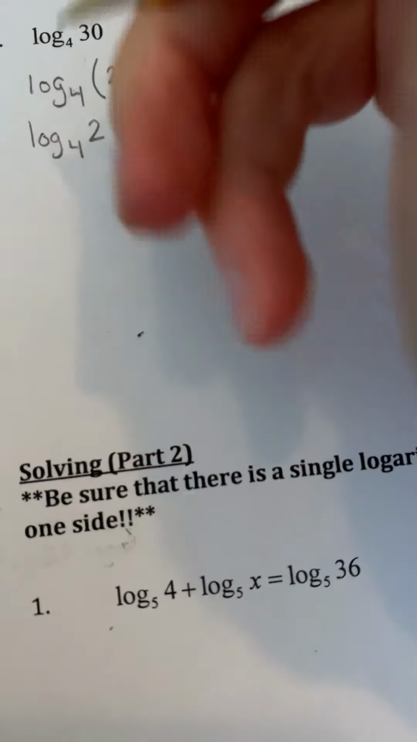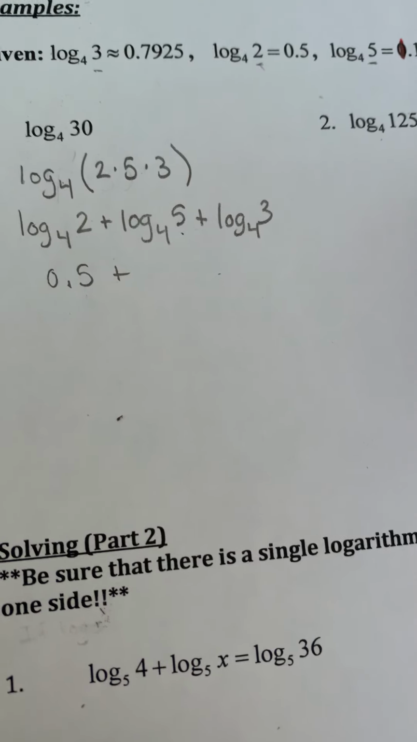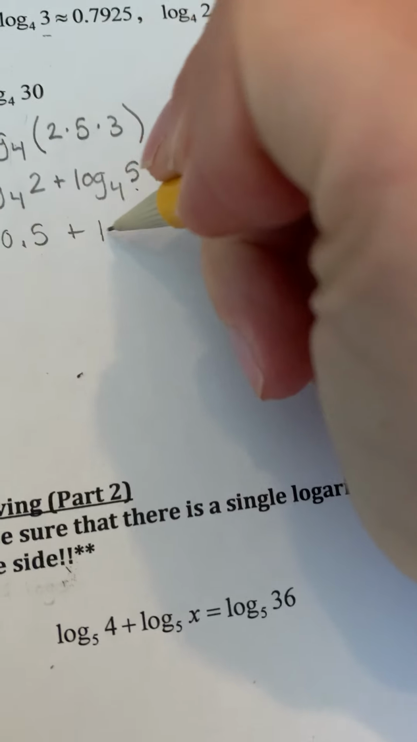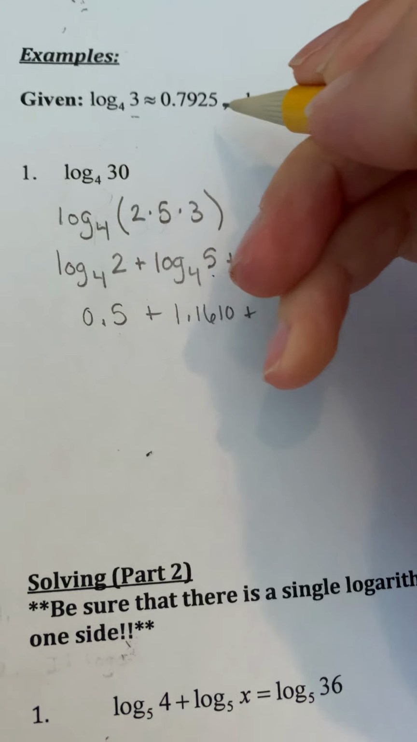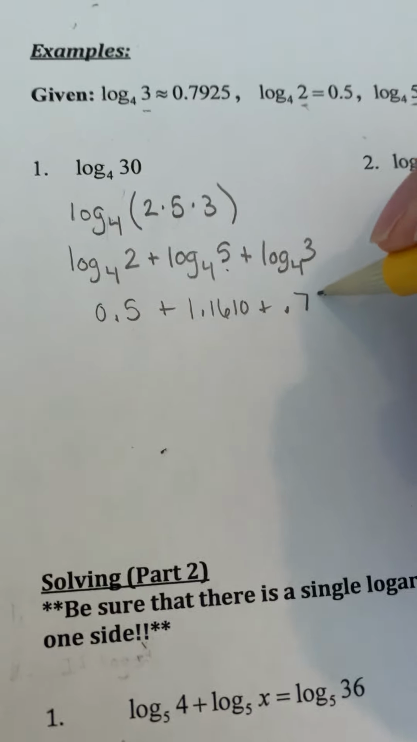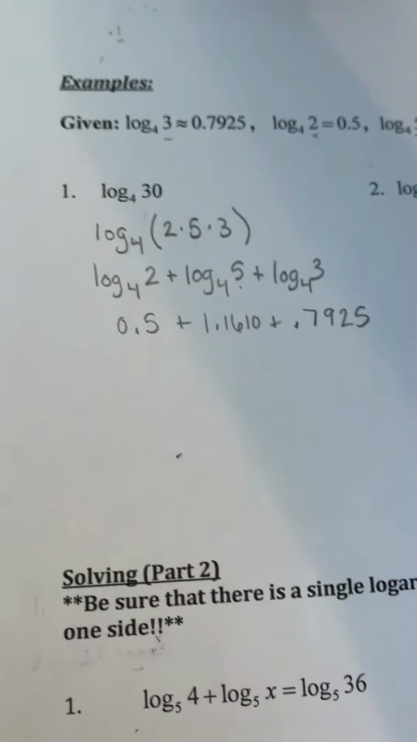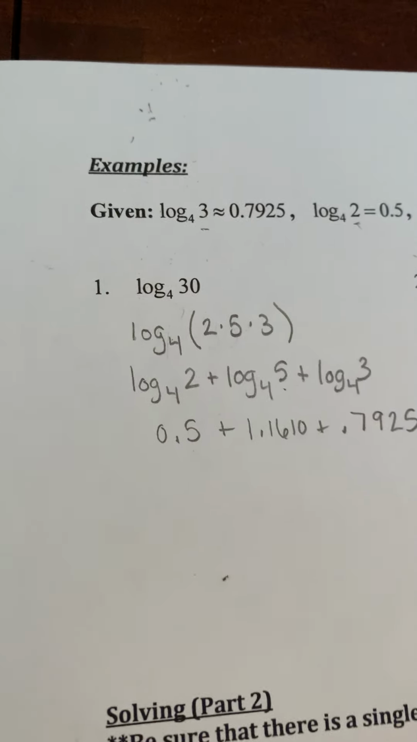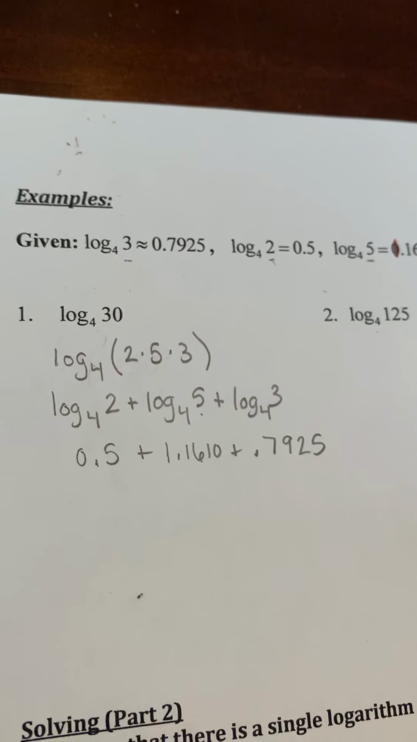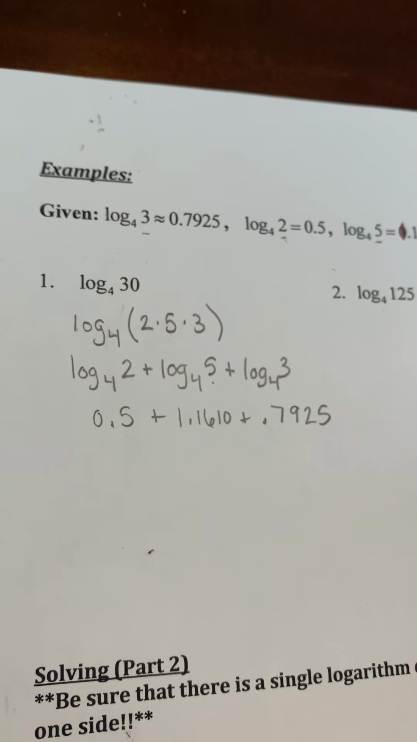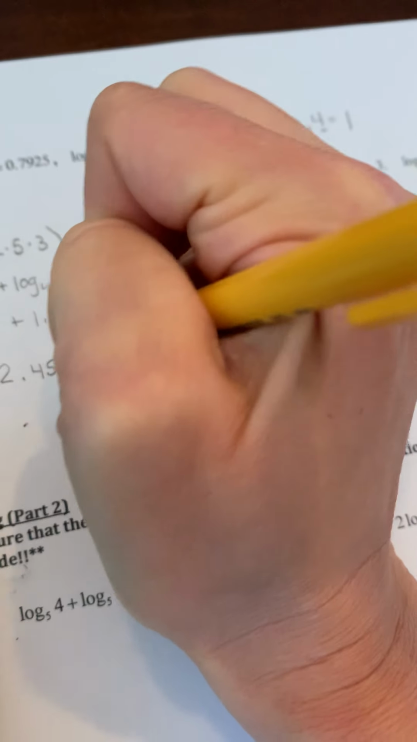So the log base 4 of 2 is 0.5. The log base 4 of 5 is 1.1610, and the log base 4 of 3 is about 0.7925. Now with my calculator or on the side, I can just add those decimals up. And that gives me approximately 2.4535.